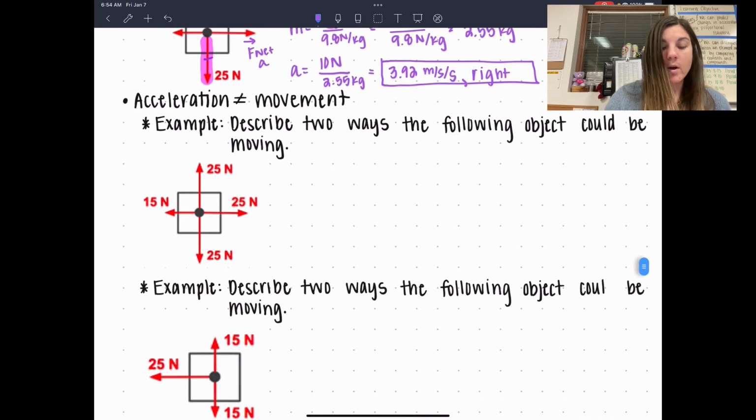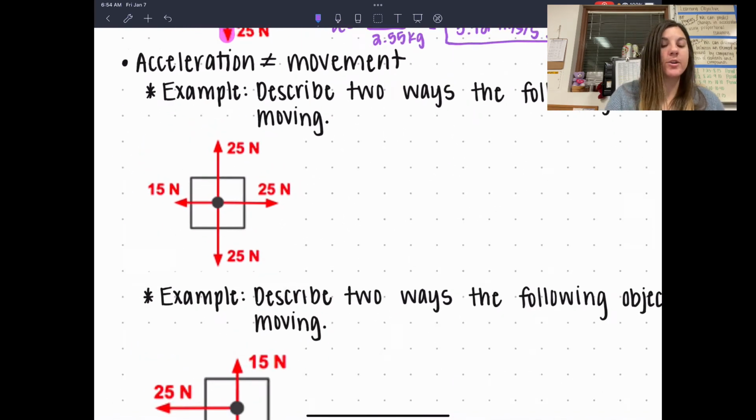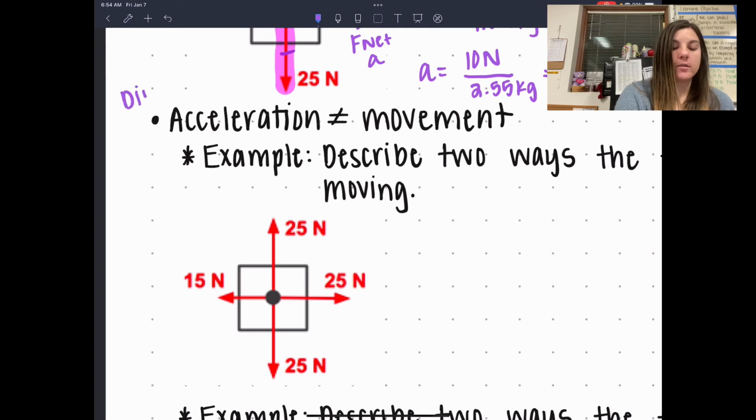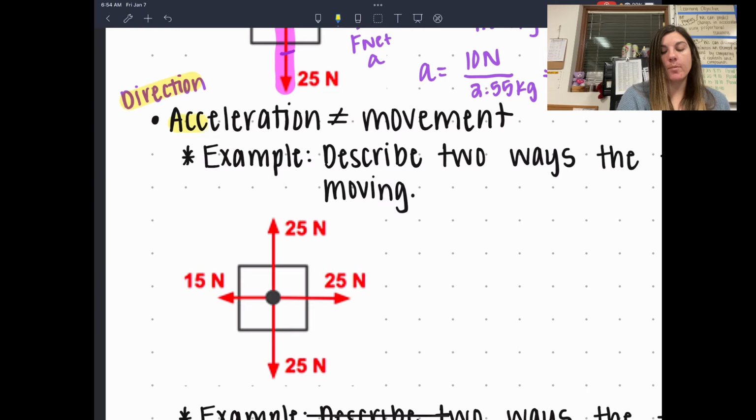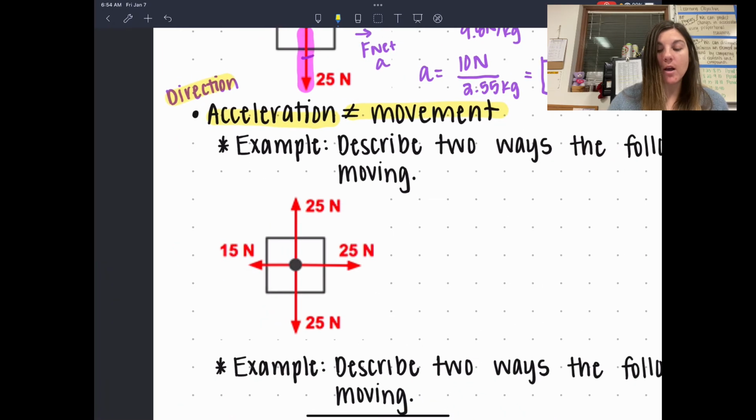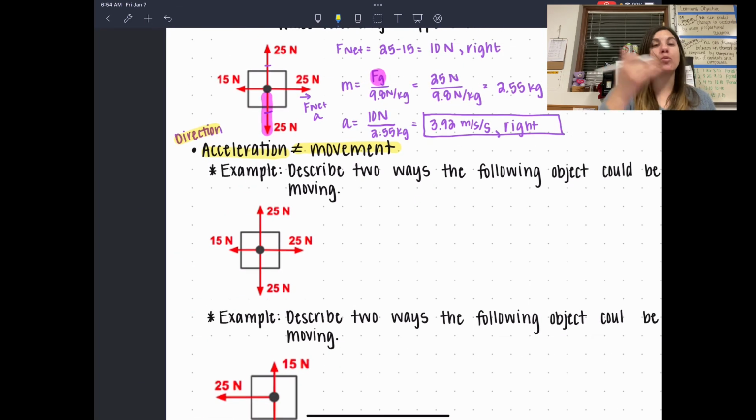Now, one important thing to remember is that the direction of acceleration is not the same thing as your direction of movement. I'm going to clarify what I mean by that, because that could be kind of confusing. If I'm accelerating to the right, it doesn't necessarily mean that I'm moving to the right. If I'm accelerating to the left, it doesn't necessarily mean that I'm moving to the left. So I can experience a net force that's pushing me to the left and still be moving to the right.